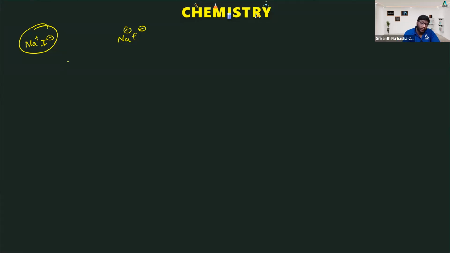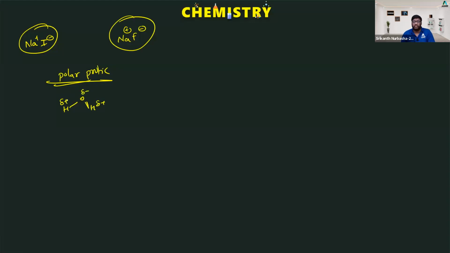So let us take a polar protic solvent, like water. Like this water bottle, water is a polar protic solvent. Why? Because polar protic solvents are those where a partial positive charge is developed on the proton, that is H plus. The hydrogen should have partial positive charge, so that solvent is said to be polar protic. H2O is a polar protic solvent.